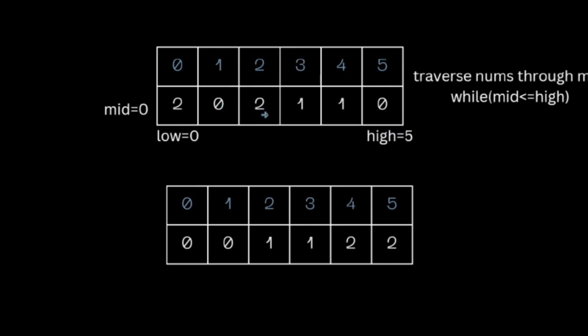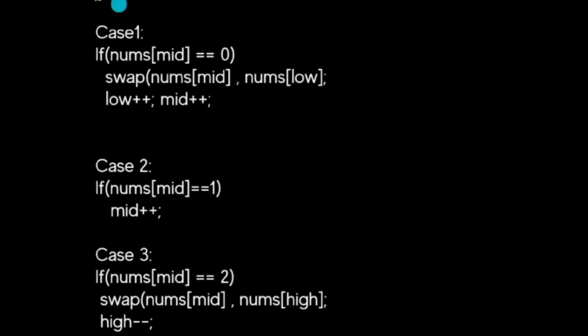So let's see. Case 1, as you can see, if the mid value of nums is 0, while traversing the array, if we encounter 0, we can just swap this mid value with the value at the low index. And we can increment low and mid by 1. Case 2 could be, it can be 1.